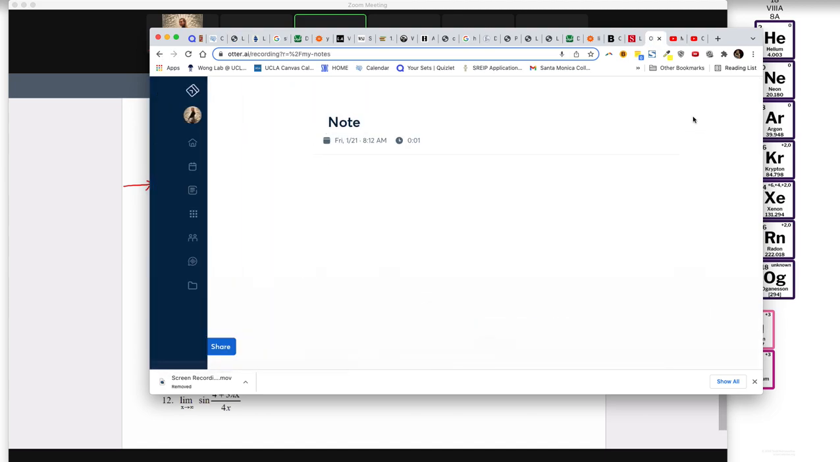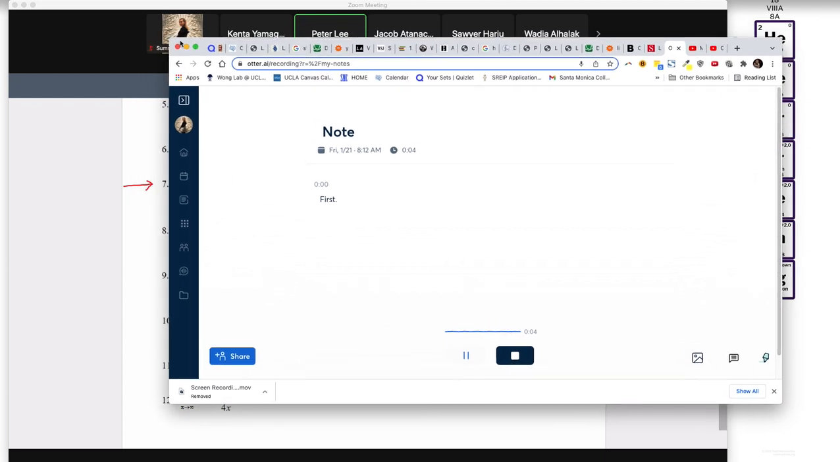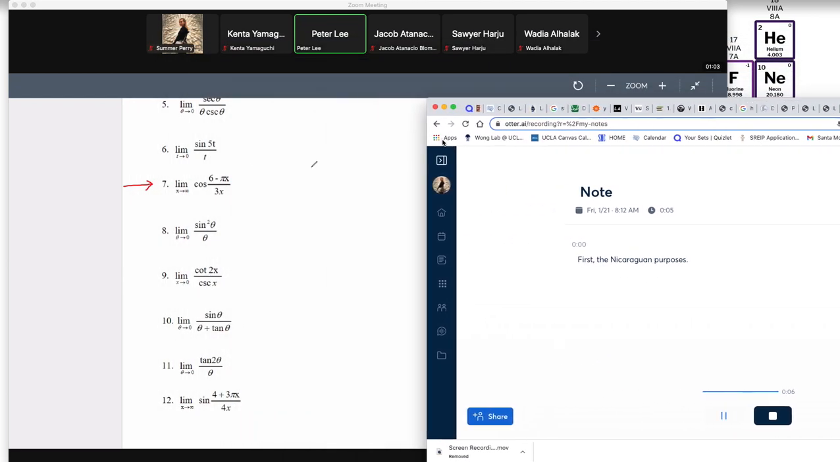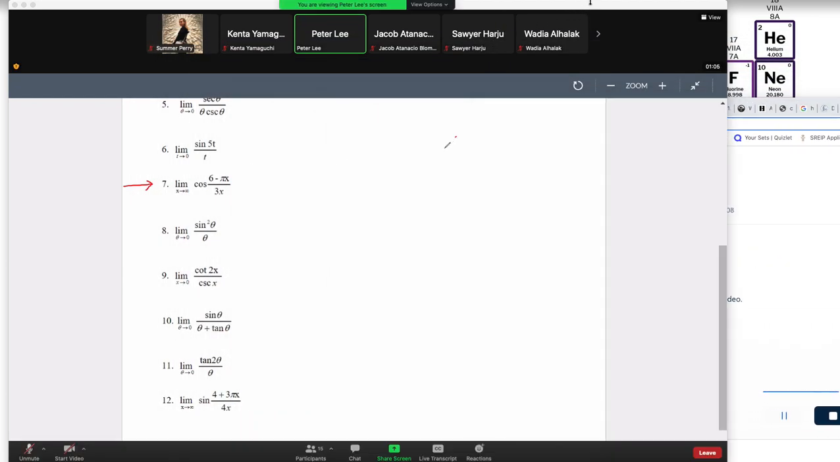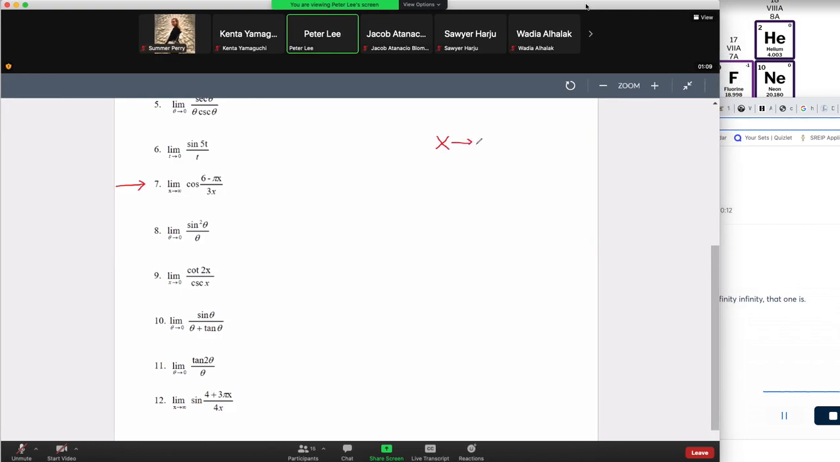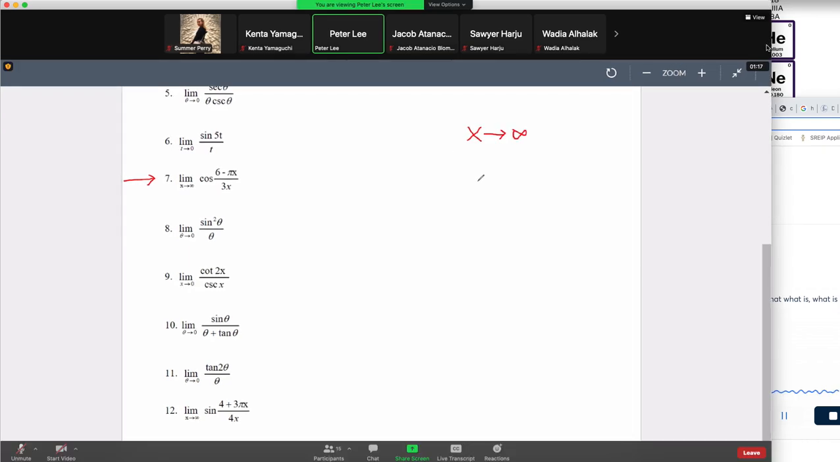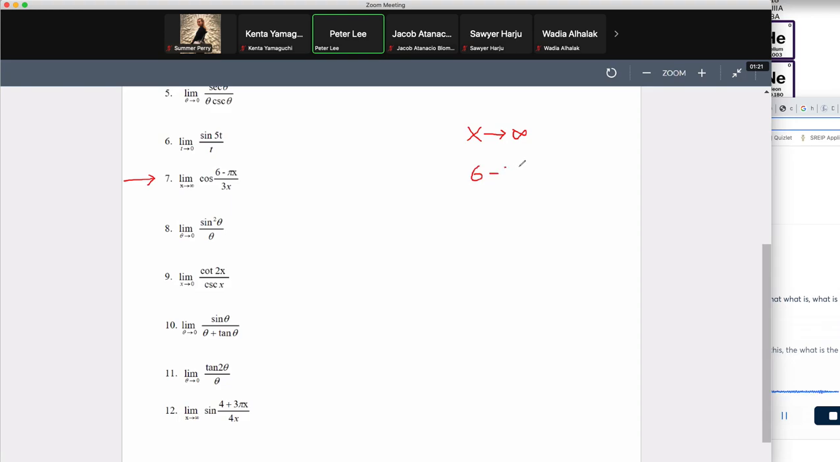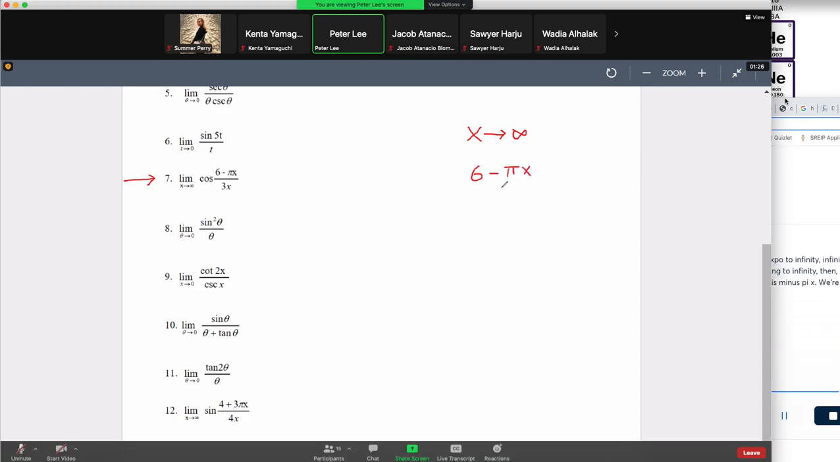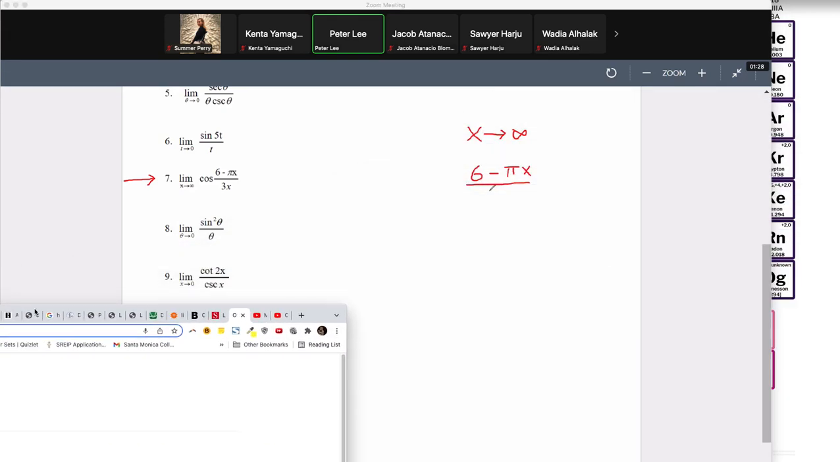First of all, we figure out what this is. If you let this x go to infinity, then what is the limit of this guy right here? The limit as x goes to infinity of what? The 6 minus pi x over 3x.